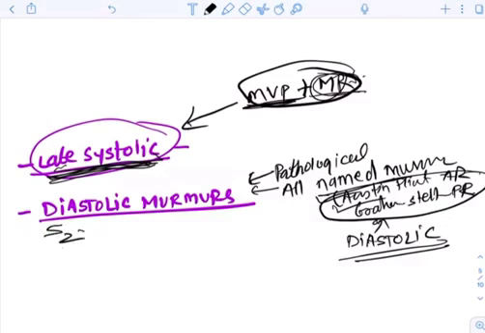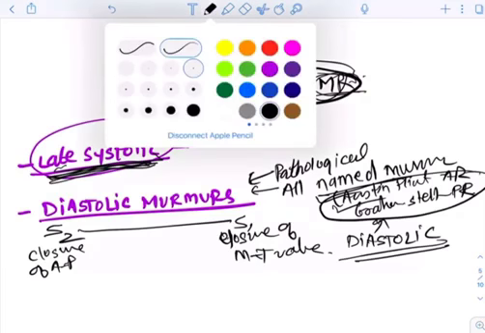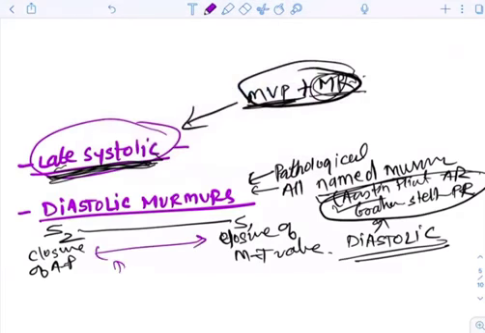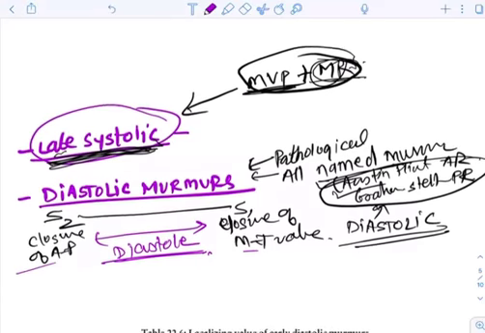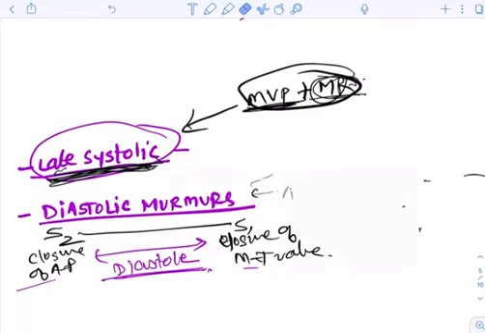In diastole, we know it extends from S2 to S1. It extends from closure of the aortic and pulmonary valves to closure of the mitral and tricuspid valves. So this period is diastole, and between these there will be a diastolic murmur. Now why is the murmur always mid diastolic? There is a reason for that. As I told you, this is the closure of the aortic and pulmonary valves.